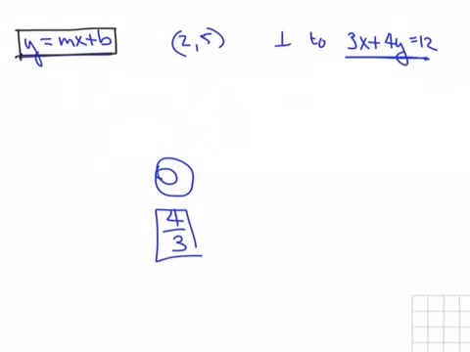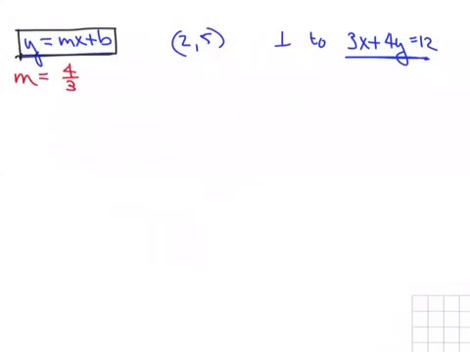Okay, so let's get rid of all this goop. So the slope is 4/3. That's the slope of our new equation. So right now, what do we have?